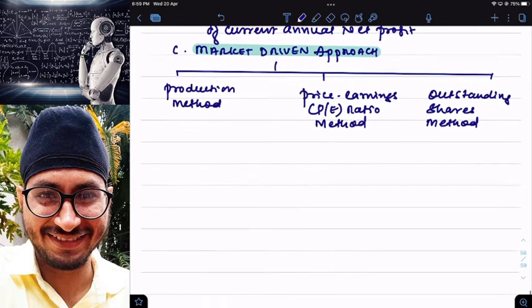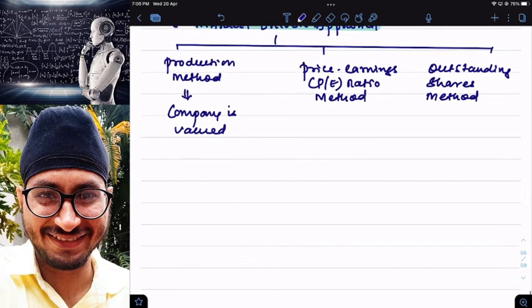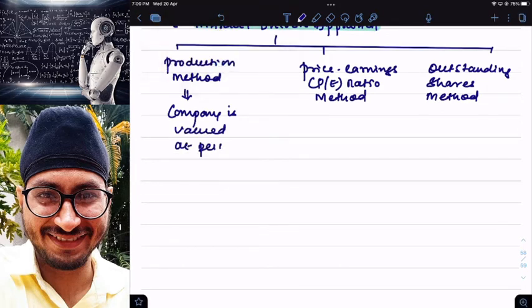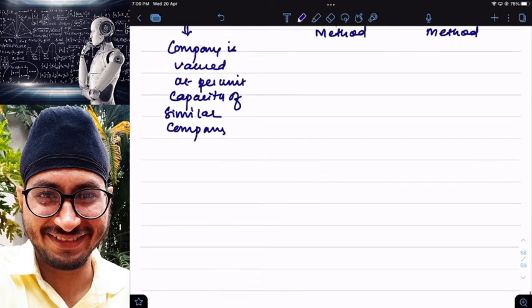Now, in the production method, what will happen? The company is valued at per unit capacity of a similar company, the per unit value of a similar company for which an acquisition happened recently.